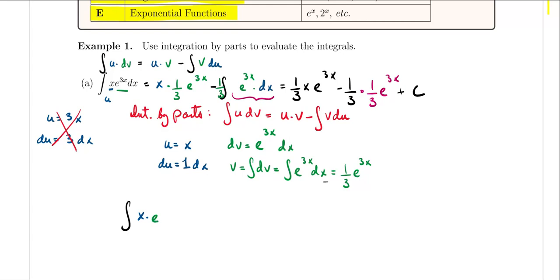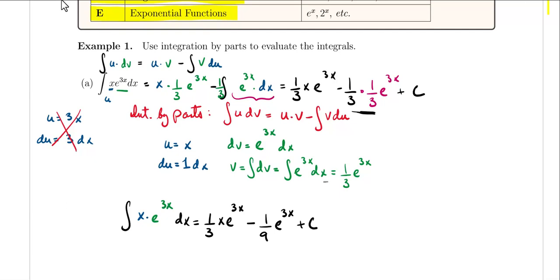Alright, now to simplify things and get our final answer, the integral of x times e to the 3x dx is going to be equal to 1/3 x times e to the 3x minus, now we're going to have here a 1/3 times 1/3, so it's going to give us here a 1/9 e to the 3x plus c.